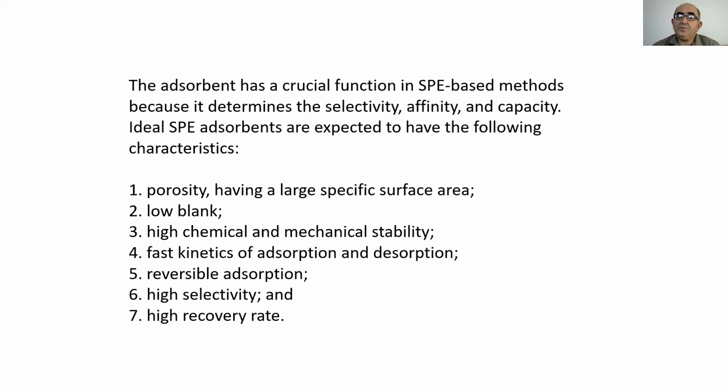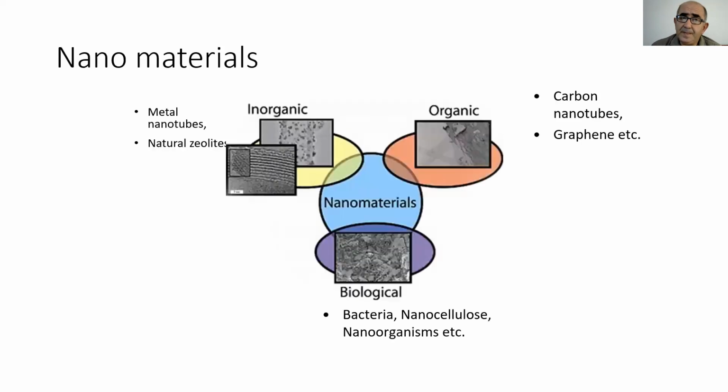Fast kinetics of adsorption and desorption is another important property for an adsorbent. Reversible adsorption, high selectivity, and high recovery rates for our analytes are other important properties for the adsorbent. Nowadays, nanomaterials are usually used as adsorbents for solid phase extraction studies.